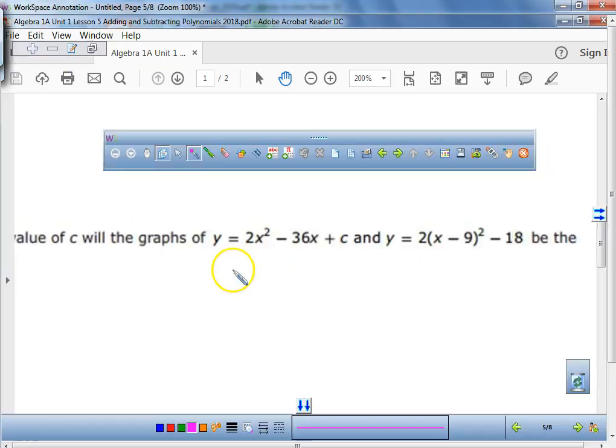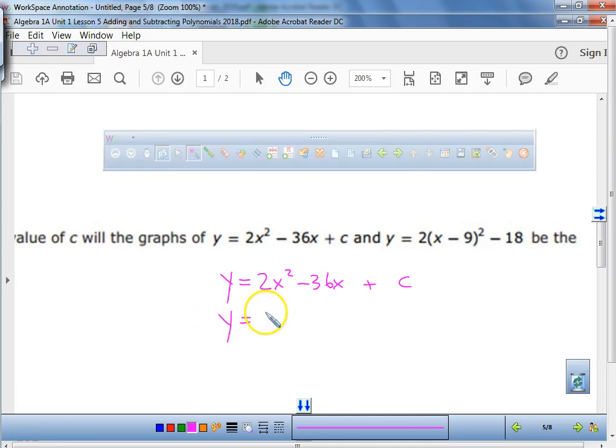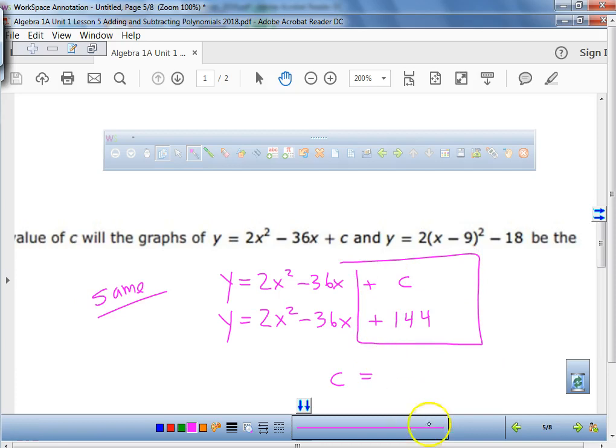So here's what we have. We started with y equals 2x squared minus 36x plus a constant. And what did you guys come up with for your final answer then? 2x squared minus 36x, and what was our final constant? 144. So what would c have to equal in order for these two graphs to be the same? What would our constant have to equal? And the answer for this multiple choice problem that was on a STAR test is 144.